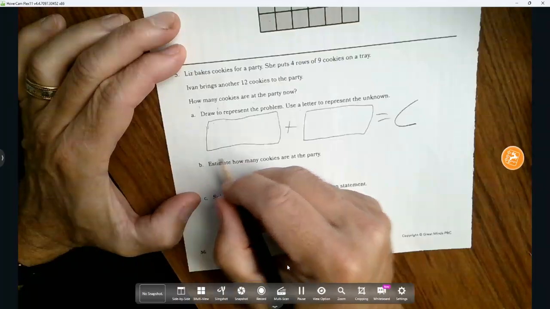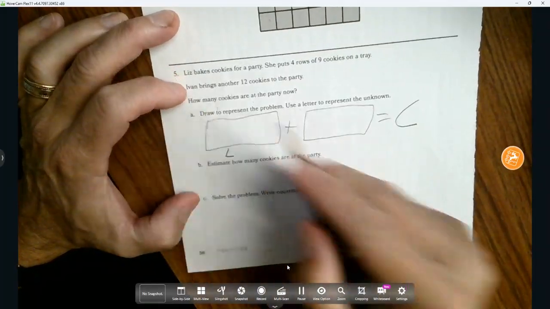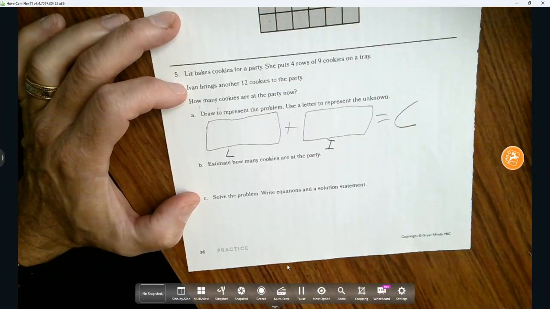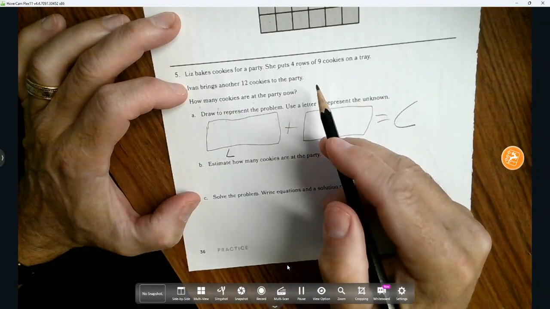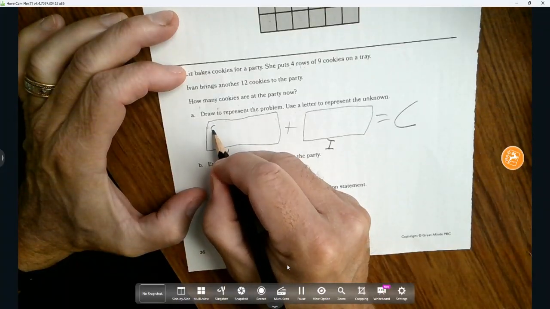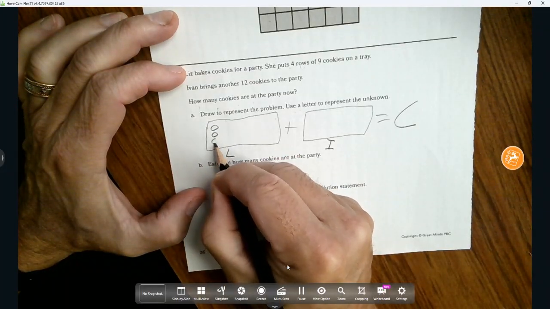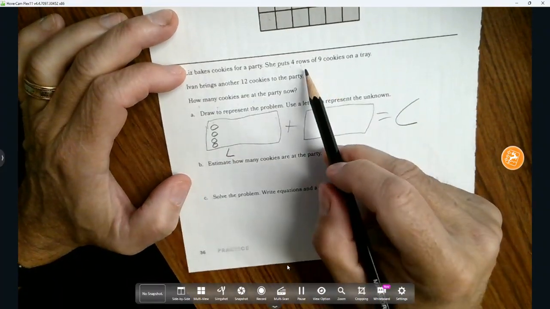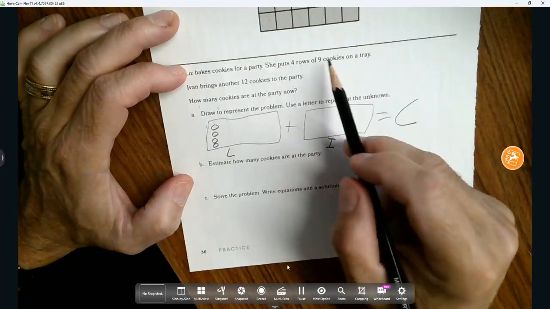So Liz, let's put an L here for Liz. And then we have Ivan, an I there for Ivan. All right, so Liz puts 4 rows. 4 rows. Rows go across. So 1, 2, 3, 4 of 9 cookies. So she puts 4 rows of 9 cookies.